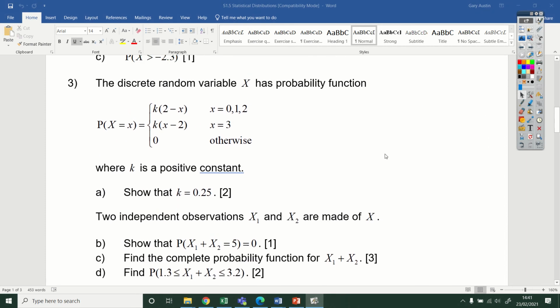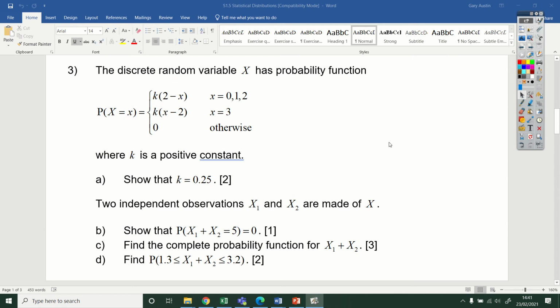Question 3. This is the third of the function notation questions. So we've got k times 2 minus x for x equaling 0, 1, or 2. We've got k times x minus 2 when x is 3 and 0 otherwise. And then we're firstly showing that k is 0.25. You can use hints from the previous 2 questions to work that out. But then after that, we take 2 independent observations, x1 and x2, out of x.